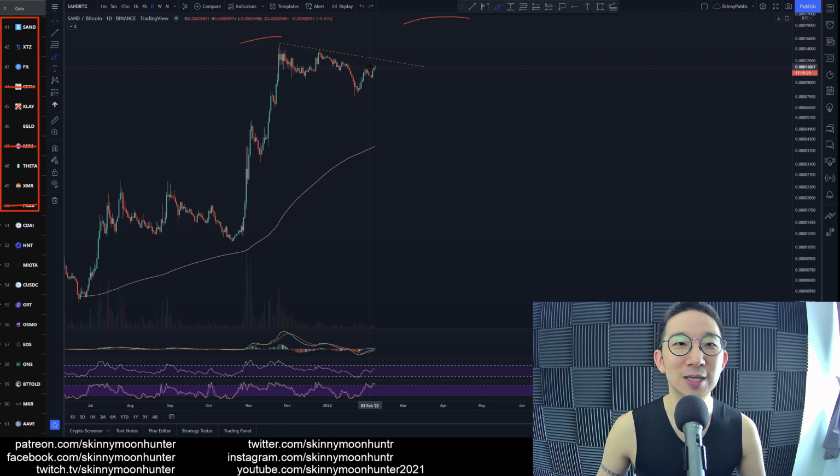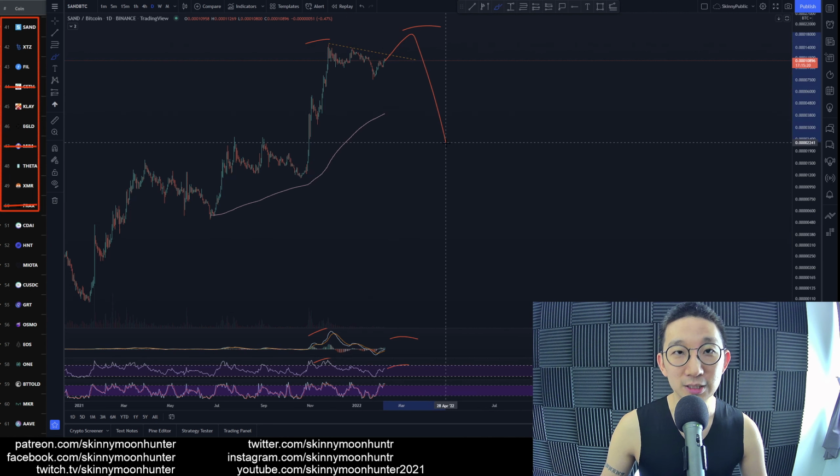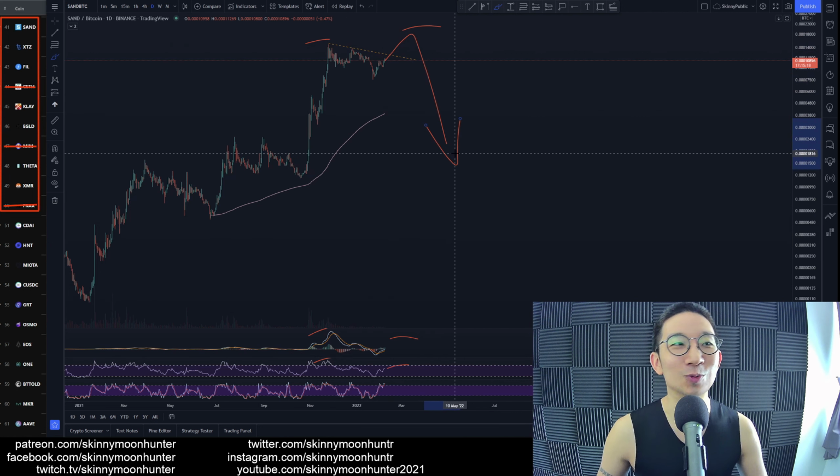So yeah, we're anticipating a higher high actually, and then this will be a double bearish divergence, right? Lower high on the MACD, lower high on the RSI, but a higher high on the price. Pump, we collapse lower. That's what we're expecting for Sandbox. So the next move that we're expecting is a rally to new all-time highs.